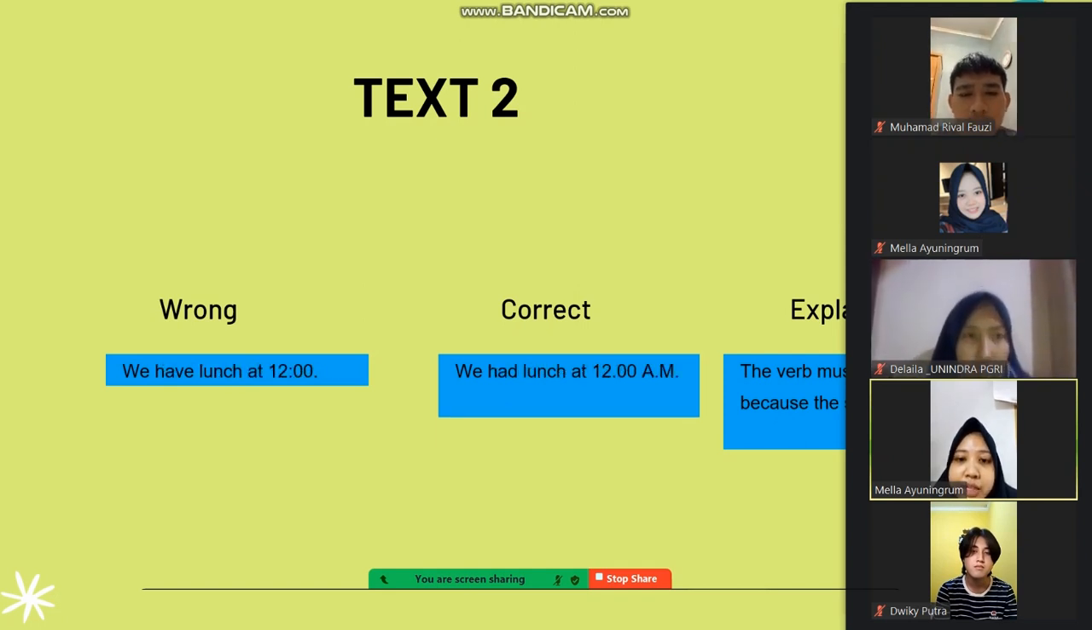We have lunch at 12. That is a wrong sentence. The correct is: we had lunch at 12. The explanation is: the verb must be verb 2 because the sentence shows past tense.